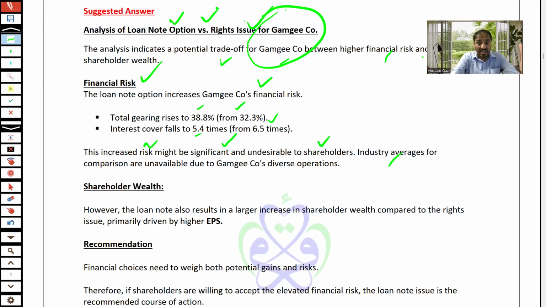And here the industry average for comparison is unavailable due to Gamgee's diverse operations. This is one more line the examiner expects, to demonstrate your ability to apply the knowledge and evaluate things. It's not only about rote learning. Ratio interpretation is rote learning, but this statement is your demonstration, that's application.